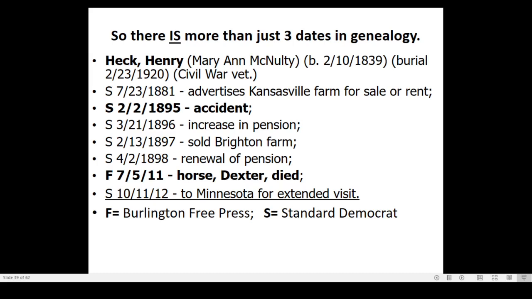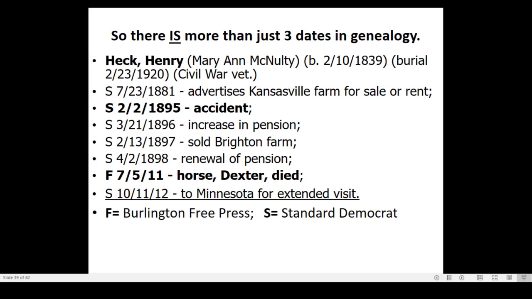Okay, so there's more than just 3 dates to genealogy. And here's what I found in this Burlington site. My great-grandfather, Henry Heck, first of all, it says he was married to Mary Ann McNulty, and he was born on February 10th, 1839. His burial took place on February 23rd, 1920, and he was a Civil War veteran. So that's what that's telling us.